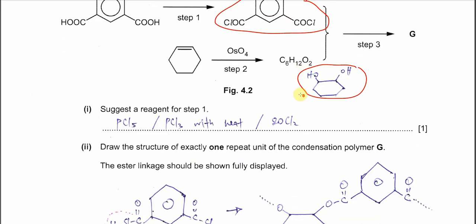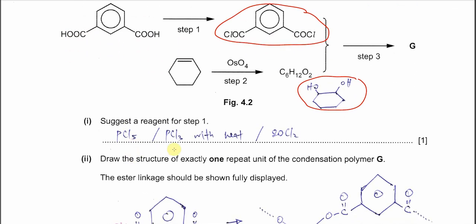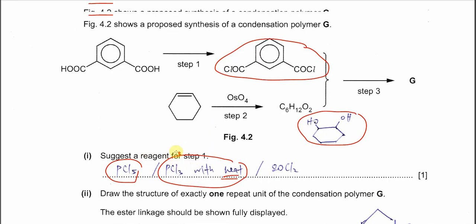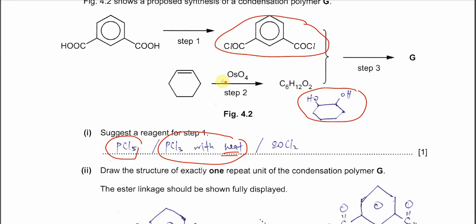Part 1. Suggest a reagent for step 1. To convert this dicarboxylic acid to this diacyl chloride, we need to use one of these 3 compounds: PCl5, PCl3 with heat, make sure you put with heat, or SOCl2. You can use either one. By using these, the OH is substituted by chlorine to form this acyl chloride.